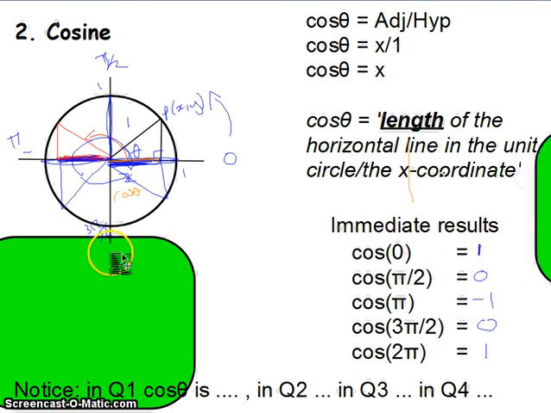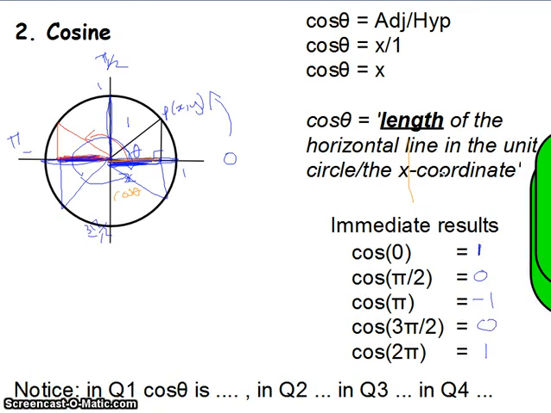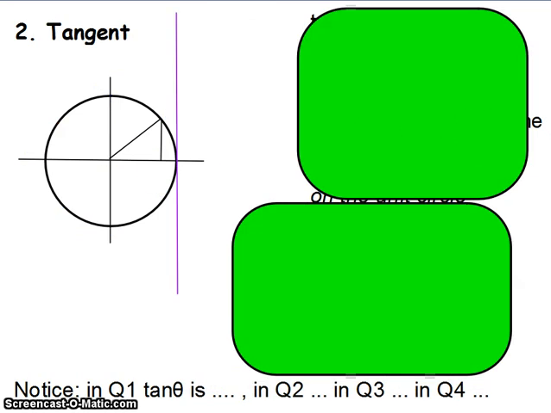Okay, so we can see that in quadrant 1, cos theta is going to be positive. In quadrant 2 we could see it was negative. Quadrant 3 it's negative, and quadrant 4 it's back to being positive again. Okay, we'll have a quick look at tan now.